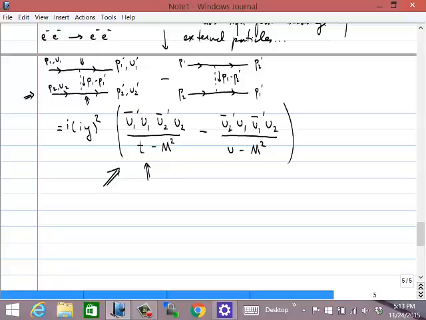So let's go ahead and do that. To make life simple, let's imagine that instead of scattering indistinguishable identical particles off of one another, we were studying the scattering of distinguishable particles rather than identical particles.